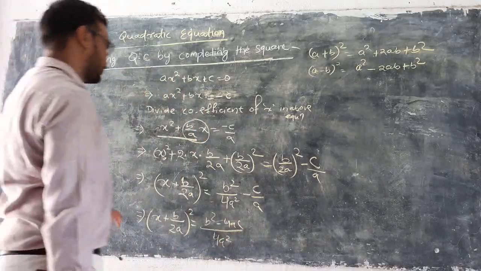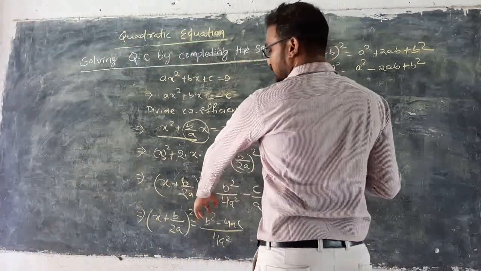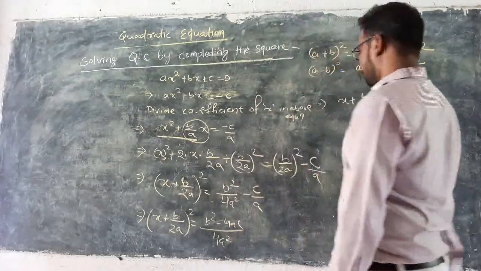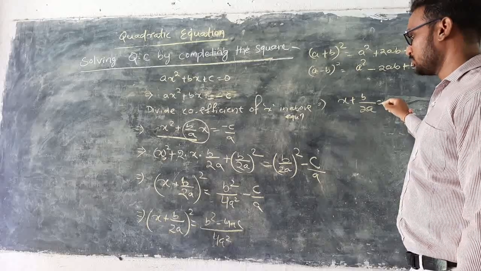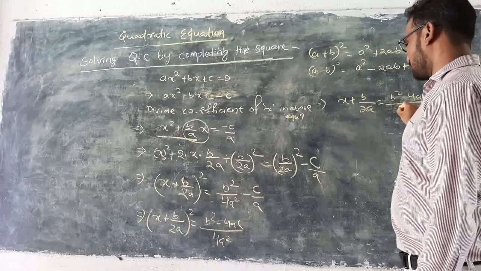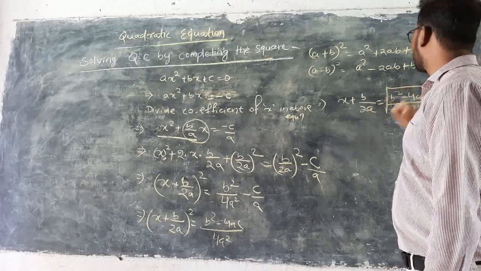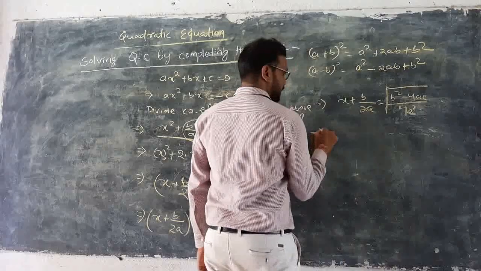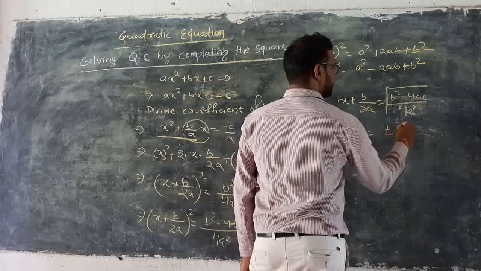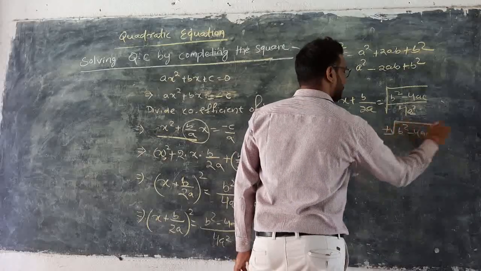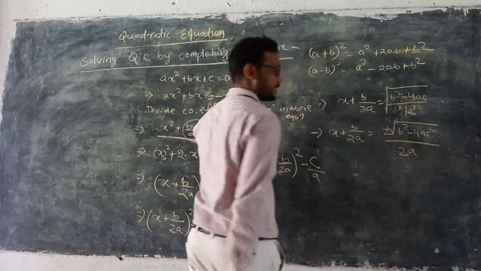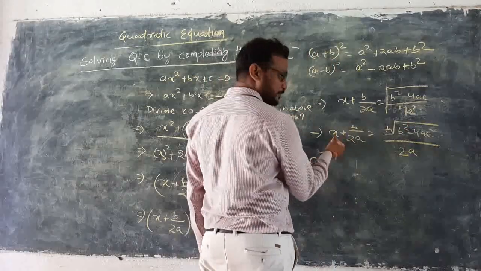Okay, now what you will do is take the square root, so x plus b by 2a is equal to the square root of b square minus 4ac over 4a square. Whenever a root is there, x plus b by 2a is equal to plus or minus root of b square minus 4ac, by root of 4, which is 2, and root of a square is a. Okay, so now we will have to find the value of x.